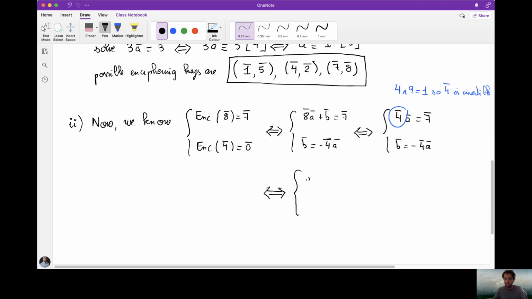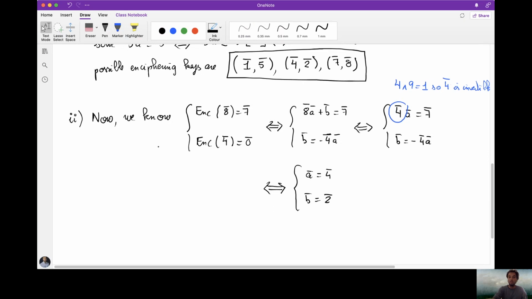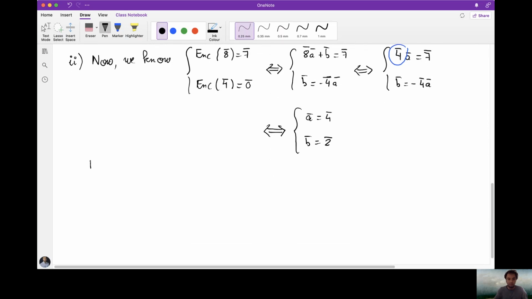Okay, so we said that we found a is equal to 4 and b is equal to 2. This is the enciphering key. And now to get the deciphering key, we just need to express the deciphering transformation, right? So we know that if y is the enciphering of x, it's the same as saying that x is the deciphering of y, right? This is the key idea, okay?